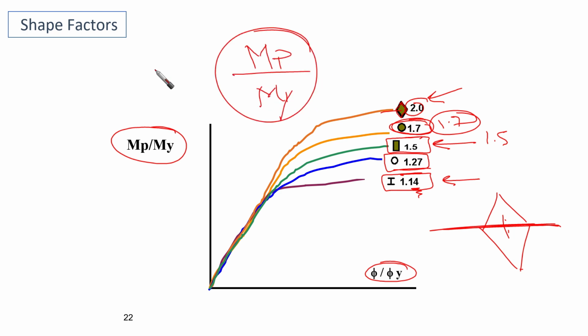So this means that if I ask you which shape is the best in terms of M plastic, then of course this shape. And the I section is going to be the least one.